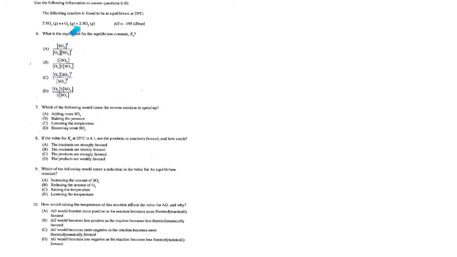And you remember that it's always products over reactants. So first of all, look for one that has oxygen and SO2 on top. So that's going to get rid of A and B, and then remember that the SO2 is going to be squared, so that's going to get rid of D. So it looks like the answer is C. And you notice they're all gases, so there are no solids that we have to worry about getting rid of.